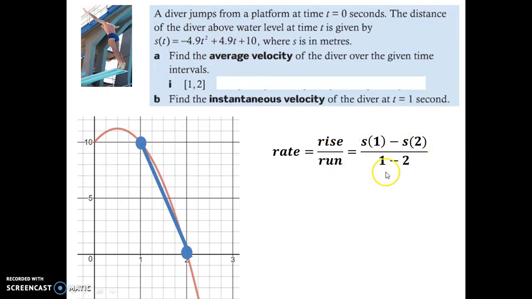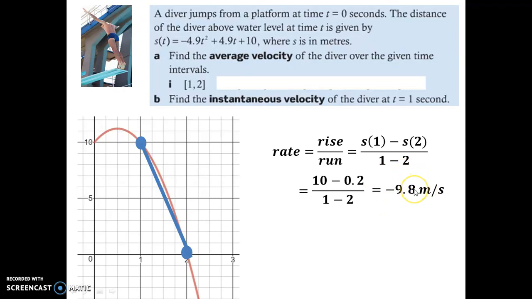Meanwhile, for the run, however, it is just your x value minus the other x value, which is 1 minus 2. So this is slope, right? Rise, y value is subtracted, and x value is subtracted. And the y values, it turns out this one is 10, as expected, but this one is not 0. It's actually 0.2. That means at 2 seconds, the diver is slightly above the water. And we got that precise value here. So rise, we do subtract the y values, we get negative 9.8 meters per second.